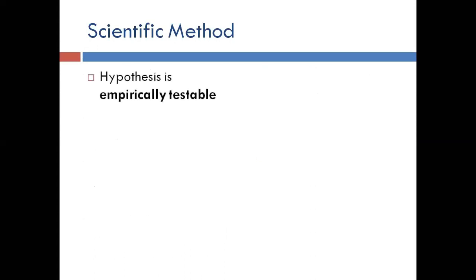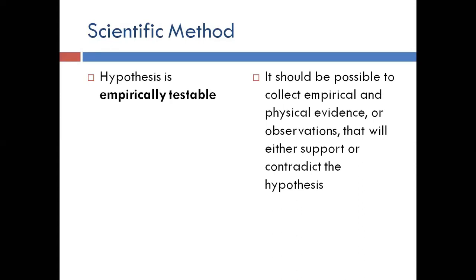Now let us take up one thing. First thing first, empirically testable. A scientific hypothesis is empirically testable. It should be possible to collect empirical and physical evidence or observations that will either support or contradict the hypothesis. When you are advancing a hypothesis, you must keep in mind that others are there who can collect empirical and physical evidence or observation that can support or contradict your hypothesis. Any hypothesis for that matter should be empirically testable.